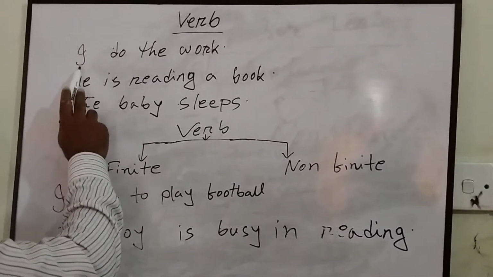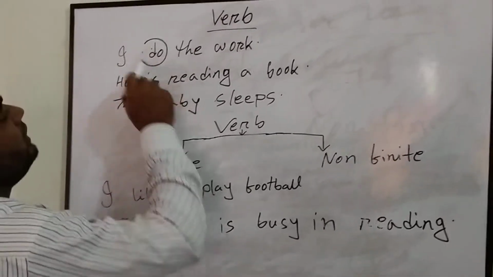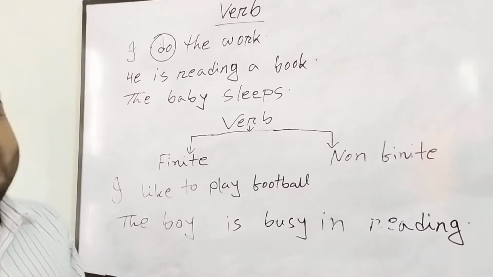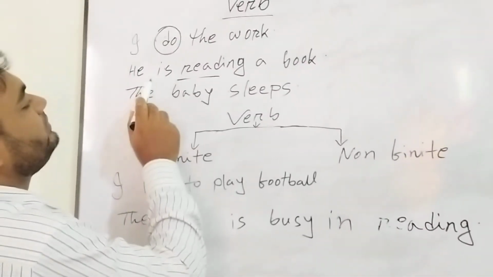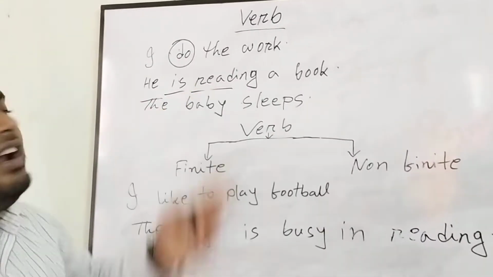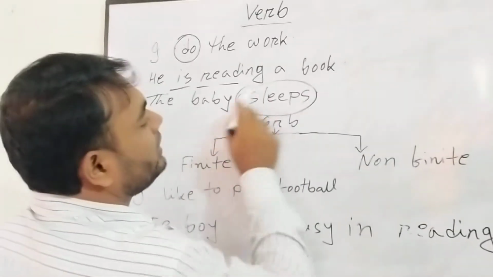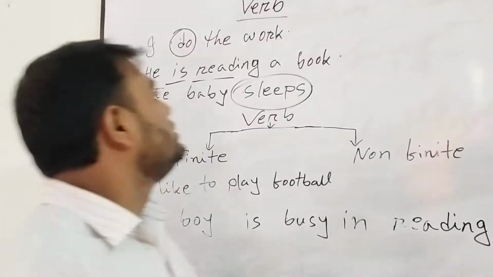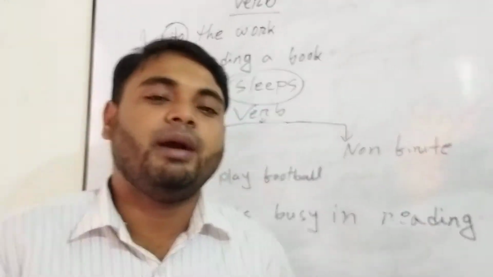In this sentence, I do the work. Here, do is a verb. He is reading a book. In this sentence, there are two verbs. Is is also a verb and read is also a verb. The baby sleeps. Here, sleep is a verb. So, there are various types of verbs in English grammar.